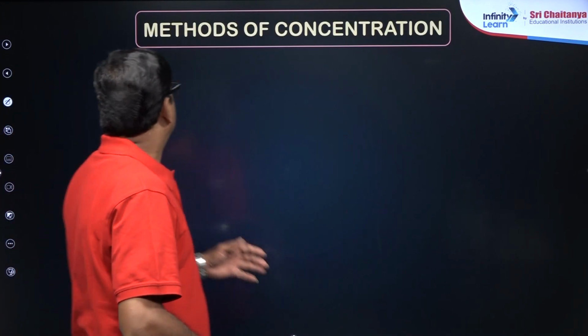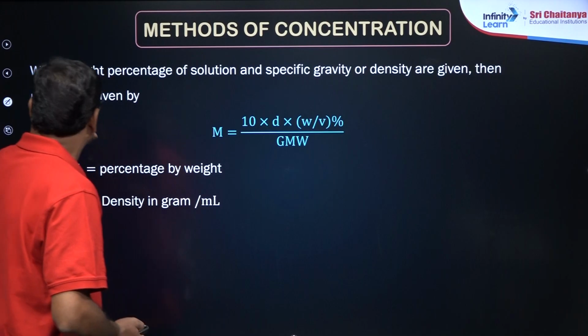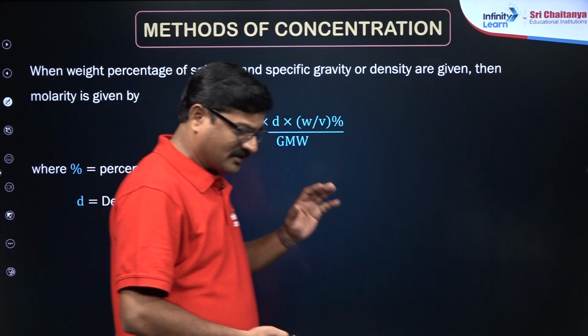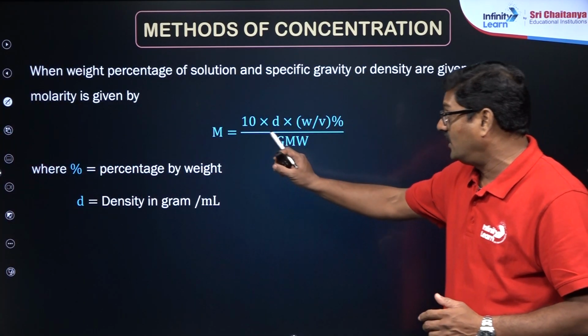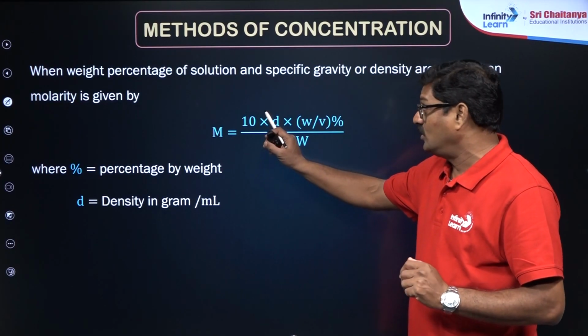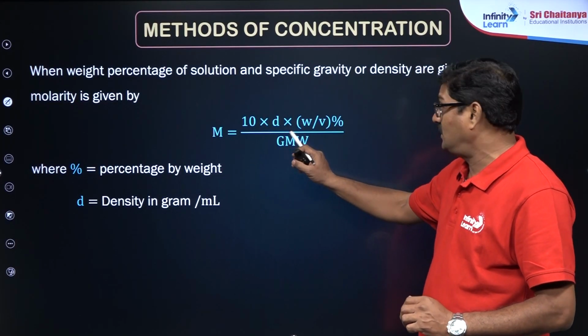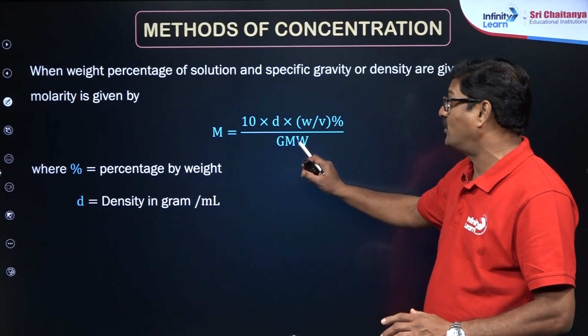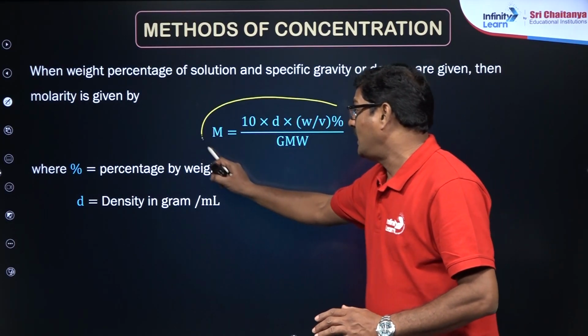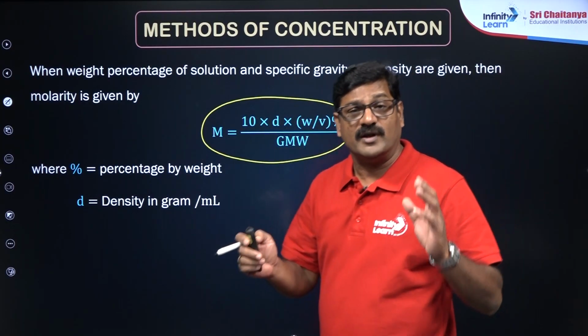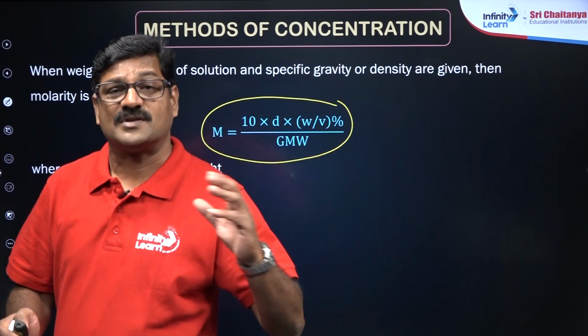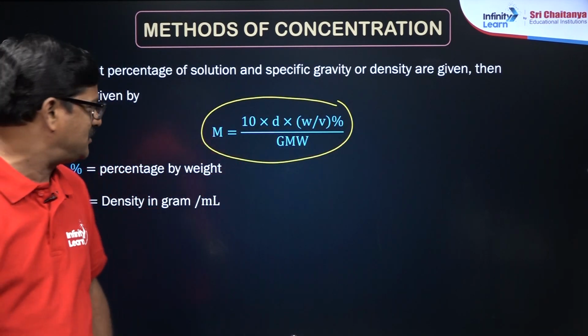Moving ahead, the methods of concentration terms: when the weight percentage is given, you can calculate the molarity. Molarity is equal to 10 into density into weight percentage upon gram molecular mass, and this expression can give you a very good number of questions from the concentration terms in the NEET examination.